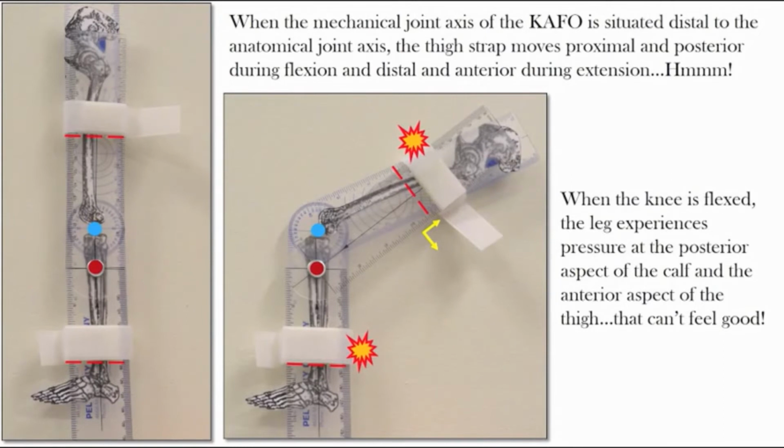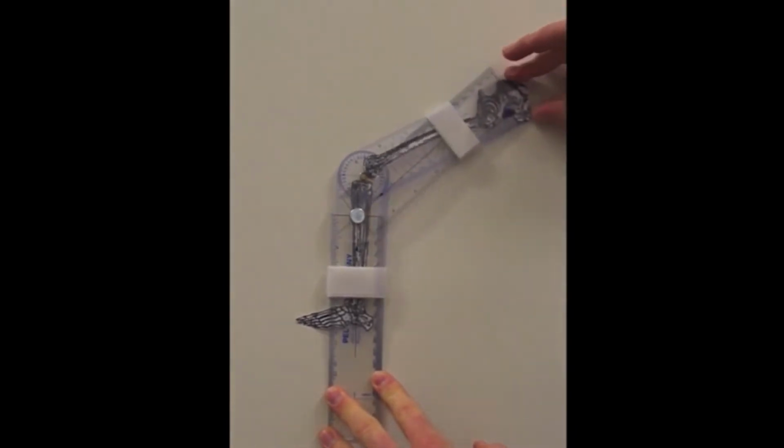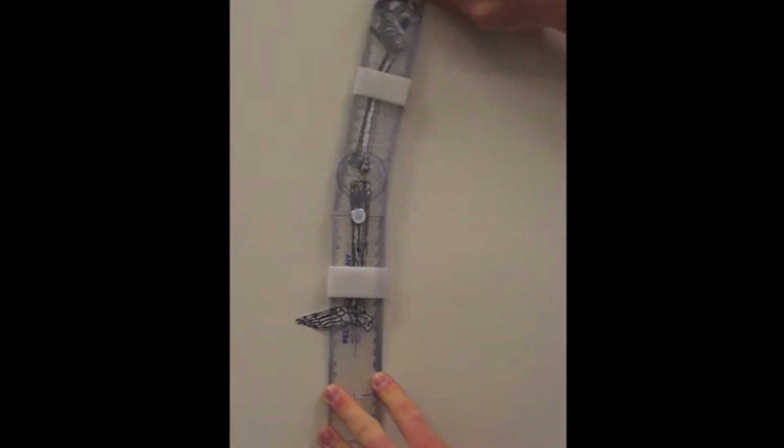When the mechanical joint axis is situated distal to the anatomical axis, the thigh strap moves proximal and posterior during flexion, and distal and anterior during extension. When the knee is flexed, the leg experiences pressure at the posterior calf and the anterior thigh. Here is a demonstration of the previous information.